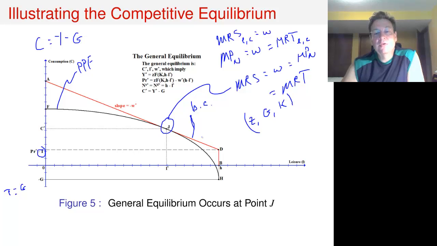Now, the textbook does that kind of analysis. I find it to be a bit cumbersome to do. And so what we'll do instead is we will look at what happens in the labor market when these kinds of exogenous disturbances occur.